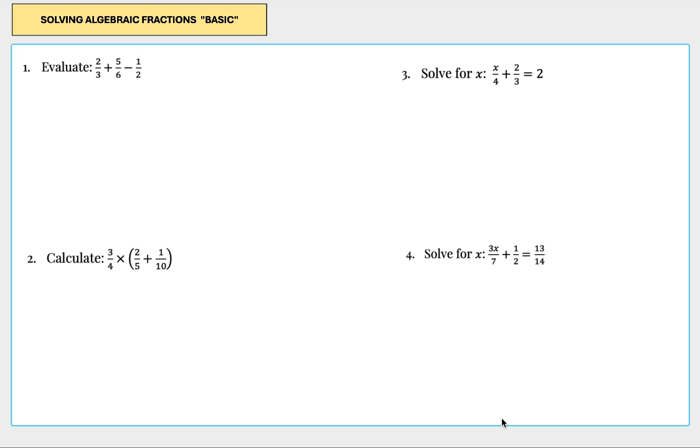This is a solving algebraic fractions introduction. So if you already know how to do them, just move on to the harder stuff. Or if you just want to refresh your memory for revision purposes, go ahead.